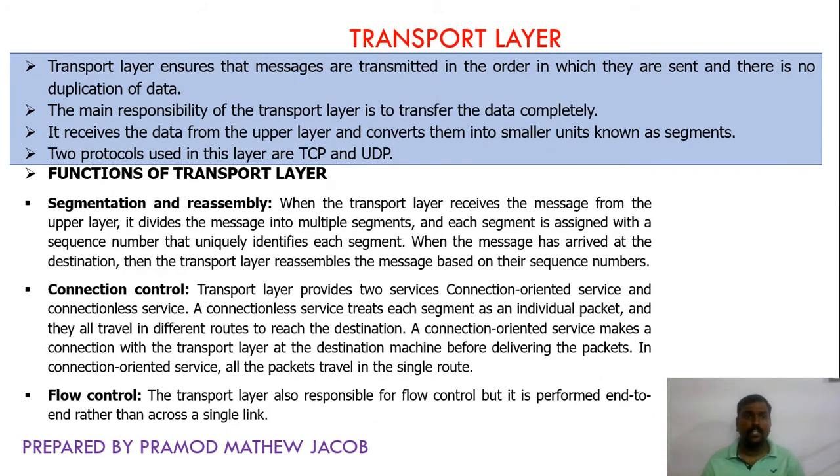Next is the transport layer, which is considered the heart of the OSI layers. The transport layer ensures that messages are transmitted in the order in which they are sent and there is no duplication of data. The main responsibility of the transport layer is to transfer the data completely from the source to the destination. It receives the data from the session layer and converts it into smaller units known as segments, and these segments are transmitted to the network layer. The network layer will again perform packetization. Two protocols are used in this layer, called TCP and UDP. TCP means Transmission Control Protocol and UDP means User Datagram Protocol.